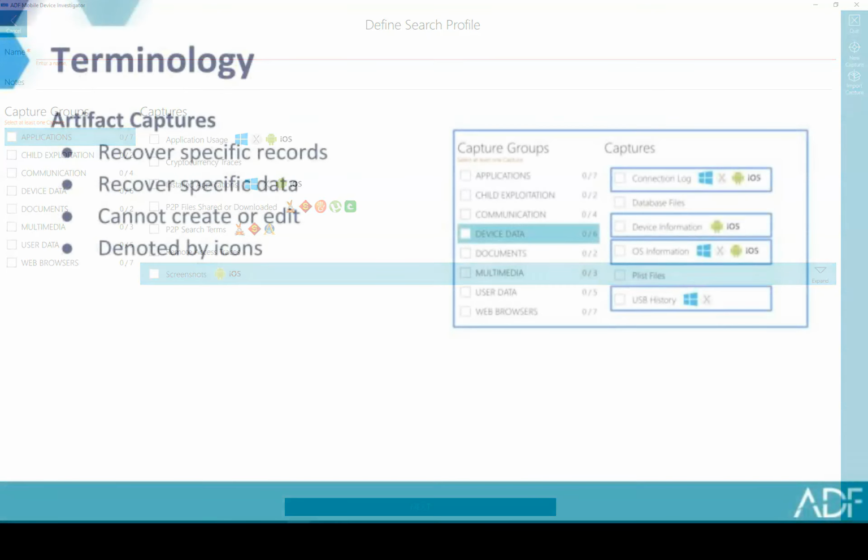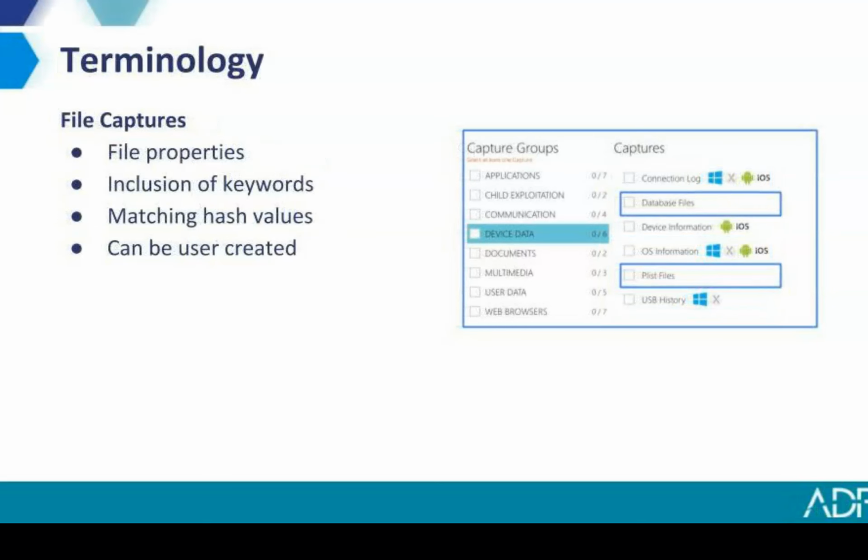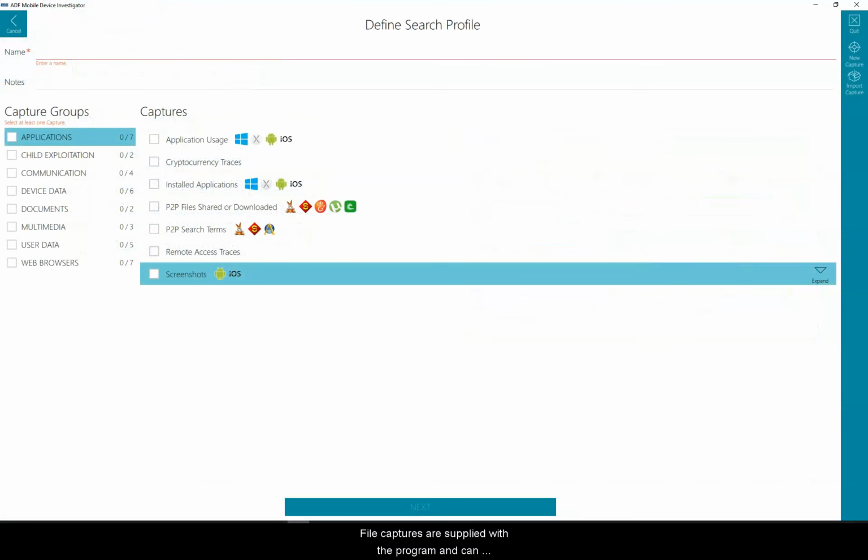As a refresher, artifact captures recover specific records or information, such as your browsing history records and your user account information. Users cannot create or edit artifact captures. File captures recover files matching certain criteria, such as the file properties, inclusion of keywords, or matching hash values. File captures are supplied with the program and can also be user created.